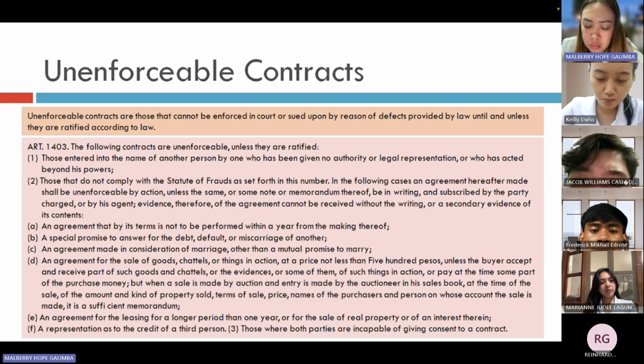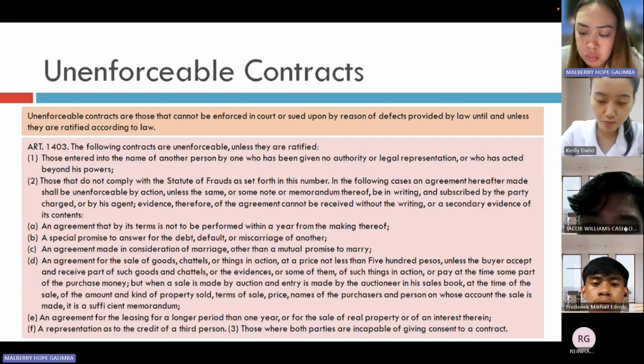But when a sale is made by auction, an entry is made by the auctioneer in a sales book at the time of the sale of the amount and kind of property sold, terms of sale, price, names of the purchasers, and person on whose account the sale is made. It is a sufficient memorandum.